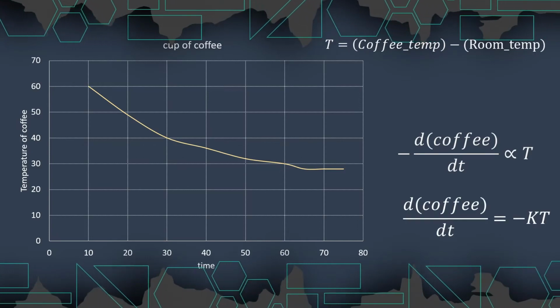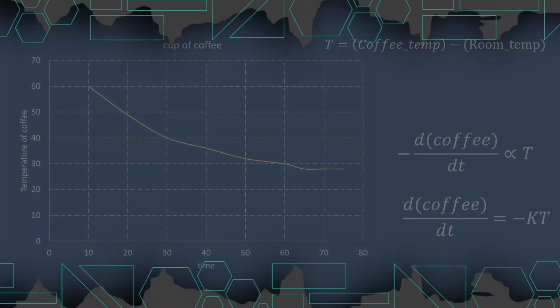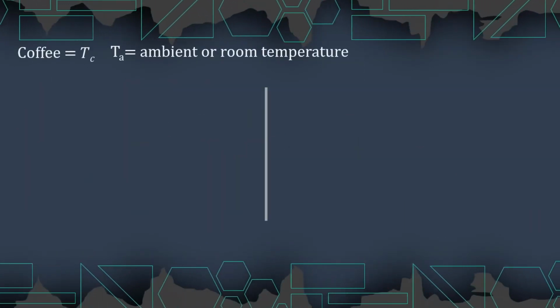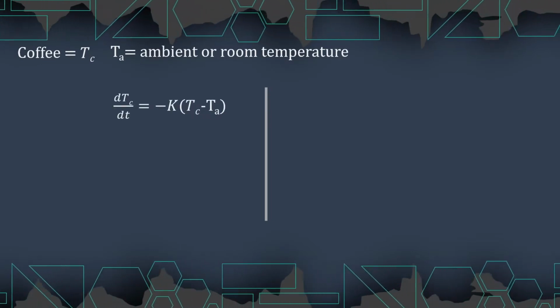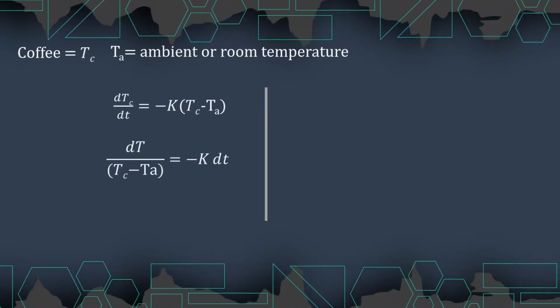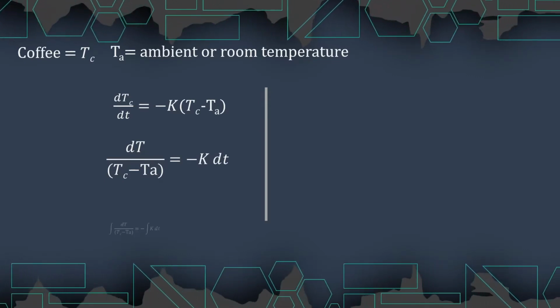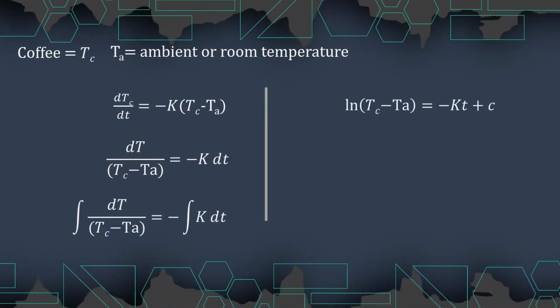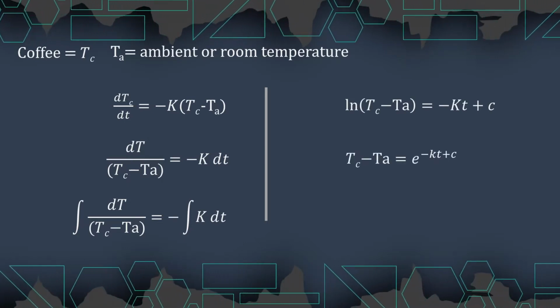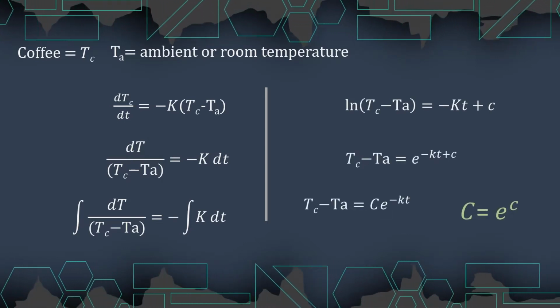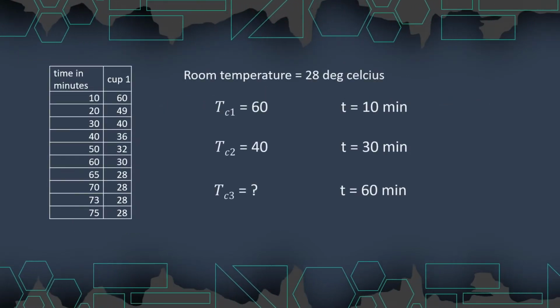To solve it, dTc by dt is equal to minus k into (Tc minus Ta). On rearranging, we get dTc divided by (Tc minus Ta) is equal to minus k into dt. On integrating and simplifying, we get Tc minus Ta is equal to C into e raised to the power minus kt.